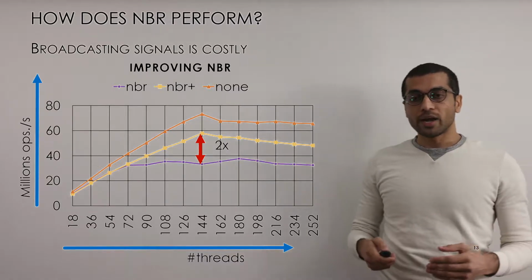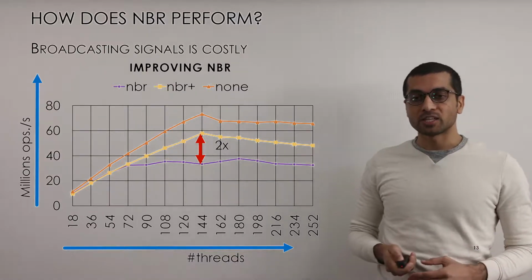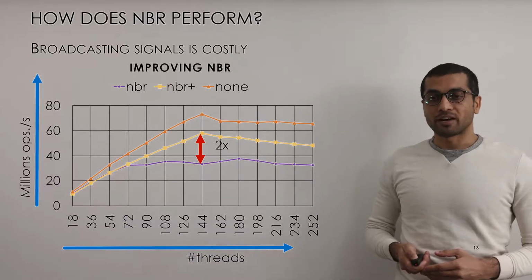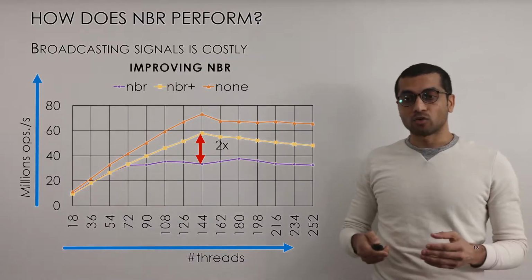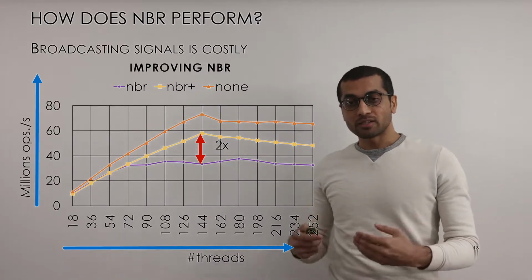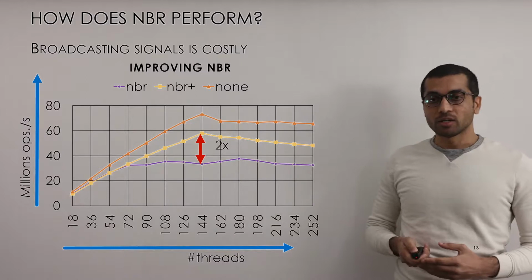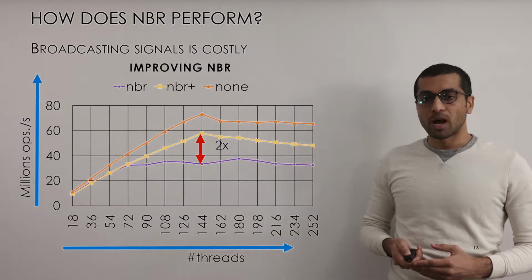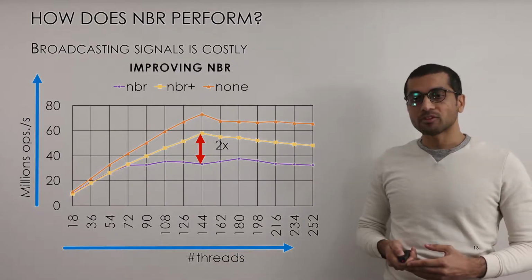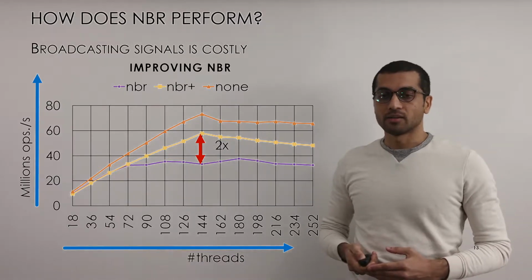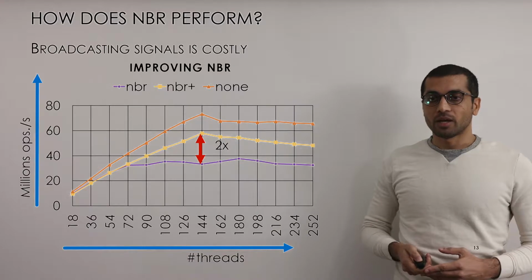This overhead actually comes from the many signals which are sent while a thread reclaims its buffer of retired records. And this overhead actually increases with increasing number of threads. As can be seen in this plot, the overhead is actually manageable up to 72 threads, but after that, the overhead starts dominating, leading to the flat line in the case of NBR.